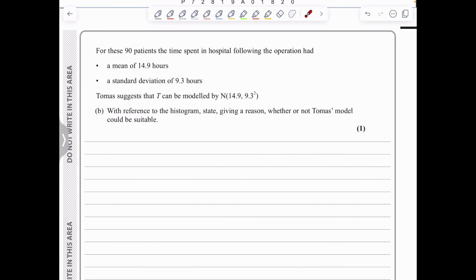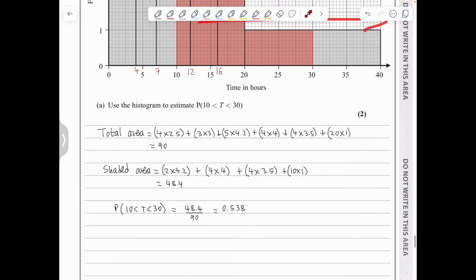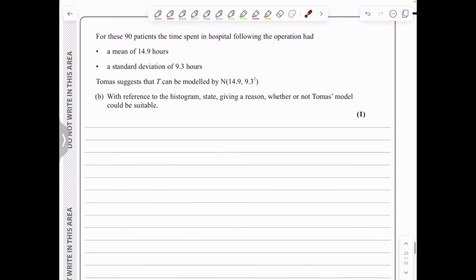Well, we know that the fundamental characteristic of a normal distribution is the symmetric nature of the bell-shaped curve. So looking at the histogram here, we can see that it is not symmetric. We can see that there is a tail towards the right, and therefore we can simply say that the histogram is not symmetric, and therefore the model is not suitable.